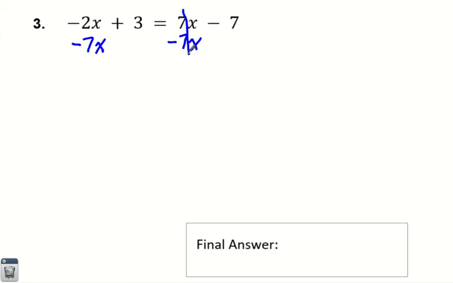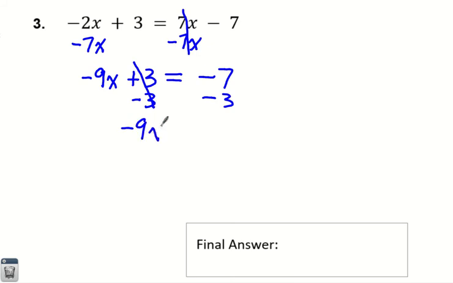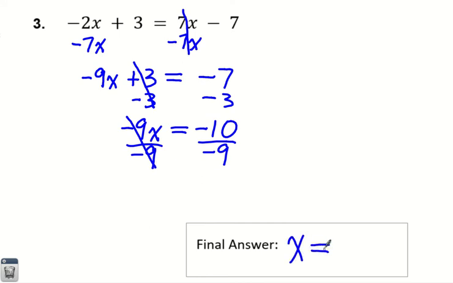But negative 2x minus 7x, that's minus 9x. Plus 3 is over here, equals, and now the right side is just minus 7. And then we would now look to get, so negative 7 minus 3 is negative 10. And now we divide. Okay, so x is going to be by itself. But what's this going to be? What's that going to be? Negative 10 divided by negative 9.